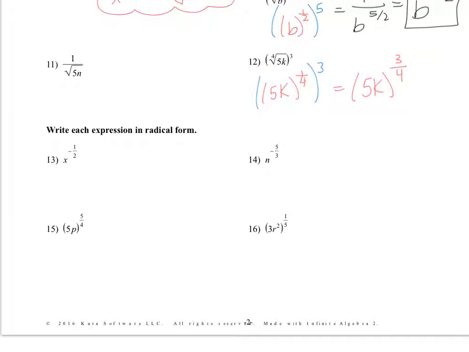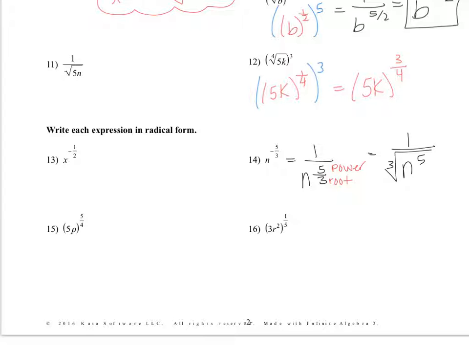Alright, now for number 14, I want to write this in radical form. First things first, I want to make the exponent positive. So 1 over n to the 5/3. And now I remember the number on the denominator is the root, where the top number is the power. So the answer is 1 over the 3rd root of n to the 5th.